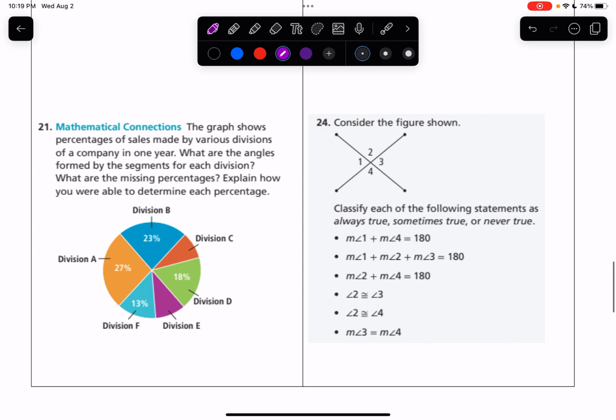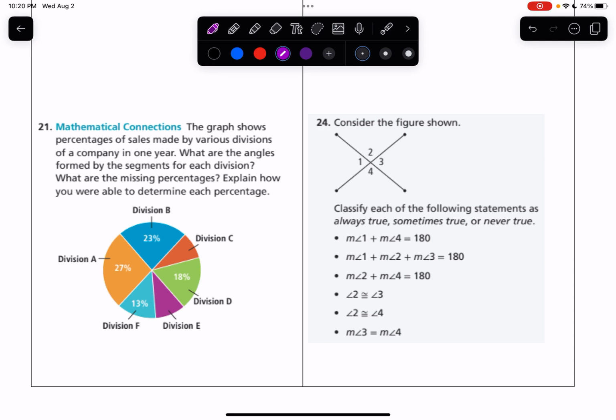Number 21, the graph shows percentages of sales made by various divisions of a company in 1 year. What are the angles formed by the segments for each division? What are the missing percentages? Explain how you were able to determine each percentage. All right, so let's find the percentages first, since we already have percents, and then we can go into finding angles. I know that a pie chart has 100% in it, right?